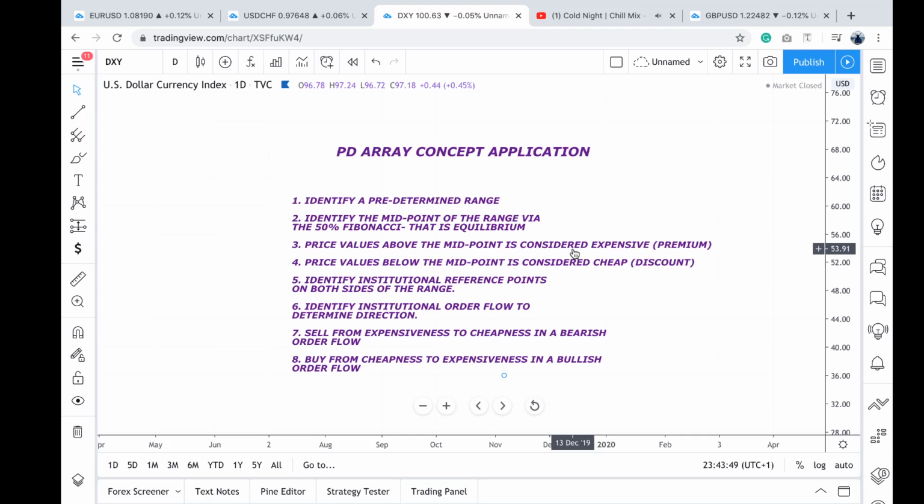So in a bearish market tone, you're looking to sell from expensive. Yeah, basically. So that is number 7. You sell from expensiveness to cheapness in bearish order flow.